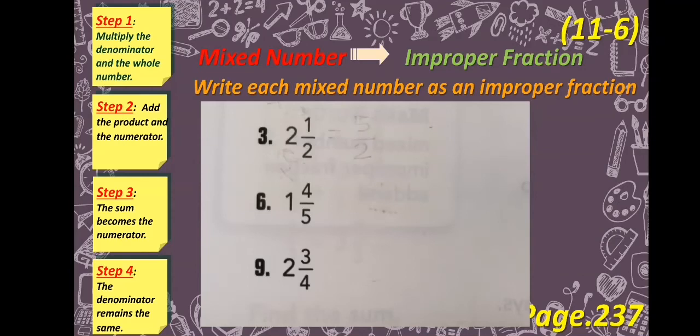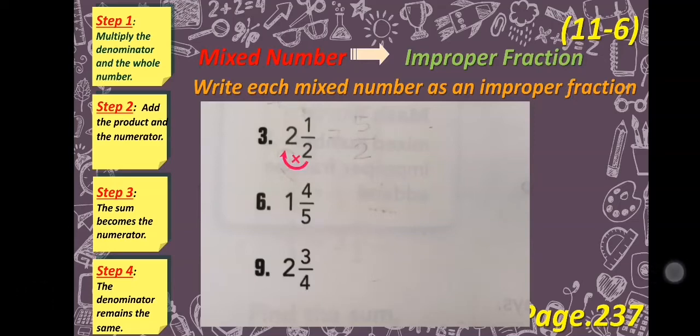The next question, write each mixed number as an improper fraction. 2 and 1 over 2. The first step is to multiply the denominator and the whole number. So 2 times 2. The next step is to add the product and the numerator. So 4 plus 1 equals 5. Again, multiply down plus up.